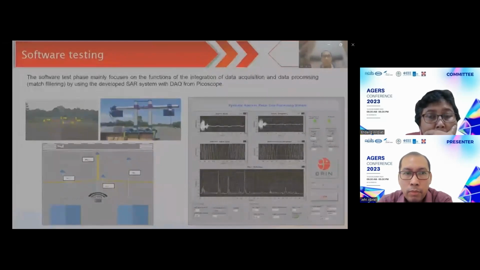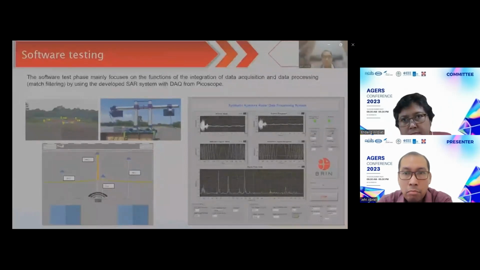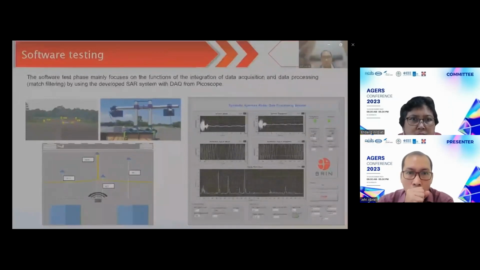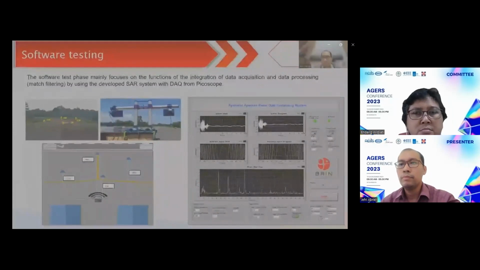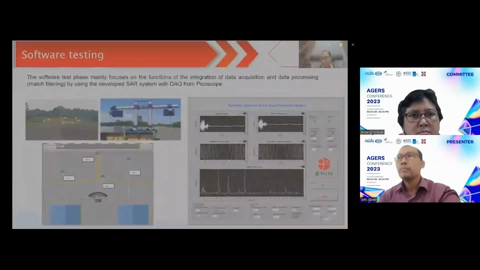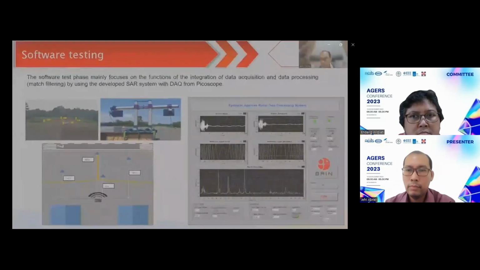Software testing. The software test phase mainly focuses on the function of the integration of data acquisition and data processing, using the developed SAR system with data acquisition from Picoscope. The software test is conducted by placing four corner reflectors of various sizes and at various distances as objects to be detected by the SAR system. And on the right side, you can see the synthetic aperture radar data processing system developed with LabVIEW, where we can see the raw data, the I and Q signal, the reference signal, and the match filter data all in one system.